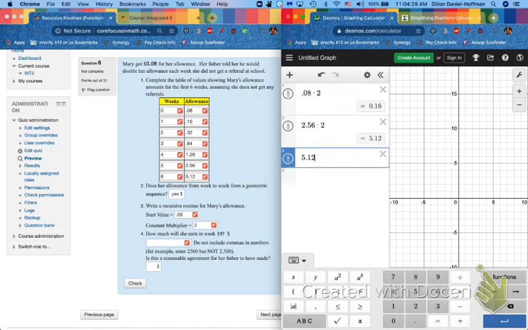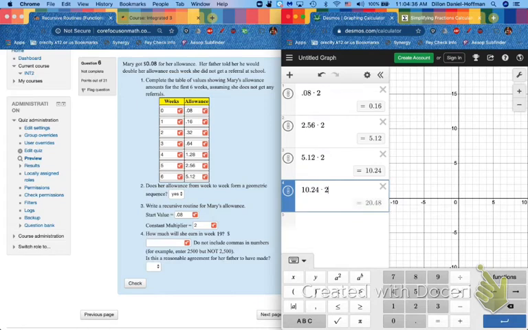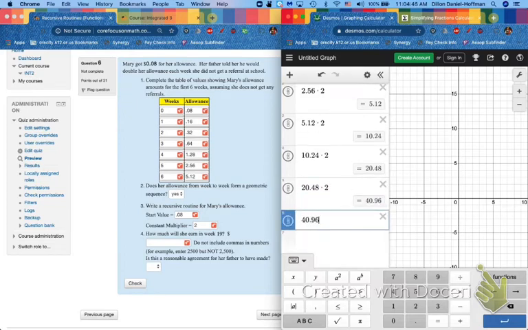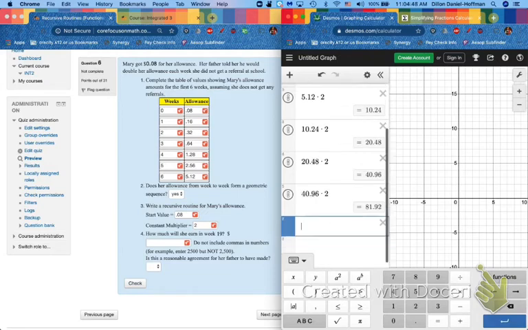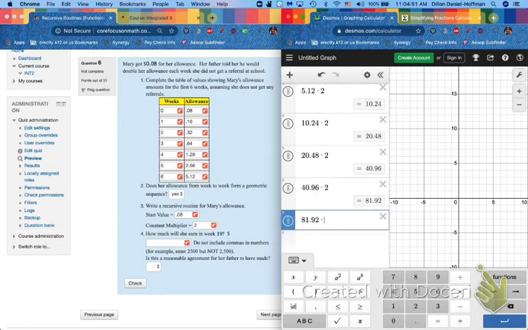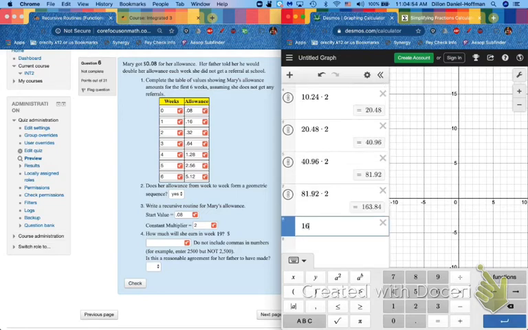512 times 2. So this is week 7. Week 8. Week 9. Week 10, she's bringing in $80. 11. 12. 320. 13. 14. She's broken $1,000.